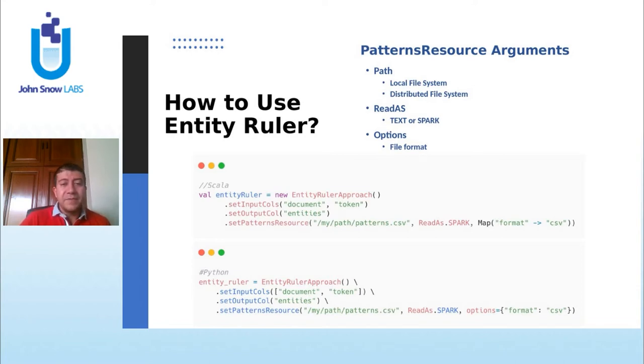The JSON lines format is recommended for large datasets, as well as reading as Spark. So if we want to use a dictionary from a CSV file and read it as a Spark data frame, we will have to define the required arguments as we see here in these code snippets, so Contextual Parser can read it as we want.